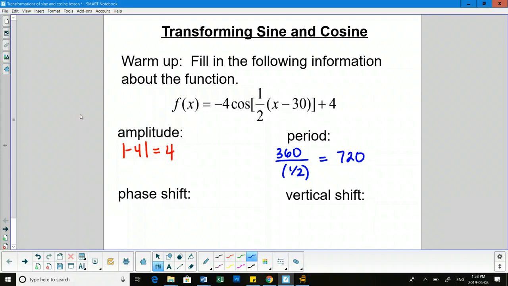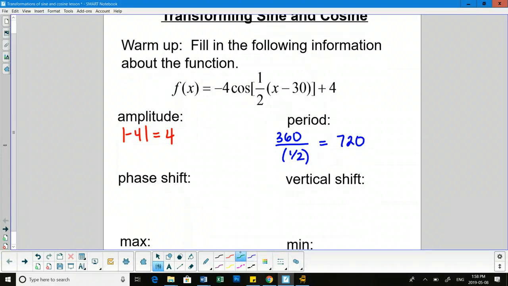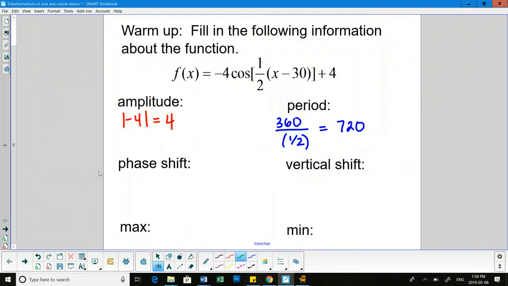Okay, how about phase shift? Can someone help us out with that? Go back to Elise. Good. That comes from our d value right here. So we remember that when it looks negative, it's actually positive, and it's shifting right. Vertical shift, Ivana. Up 4, yes. Up 4, very good.